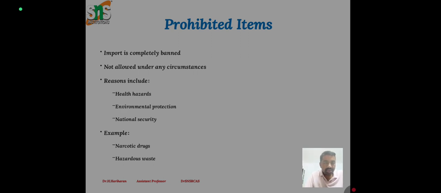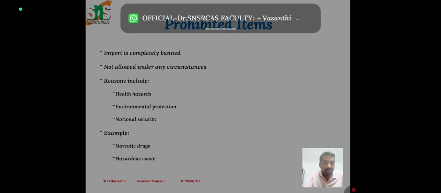Prohibited items and restricted items can both be clearly identified through DGFT. The Directorate General of Foreign Trade clearly tells which commodities can be imported, which have to be stopped, which have been banned, and which have been restricted. Each and everything is clearly denoted in DGFT. Based on that, the importers are instructed accordingly. Without proper permission, we cannot import.